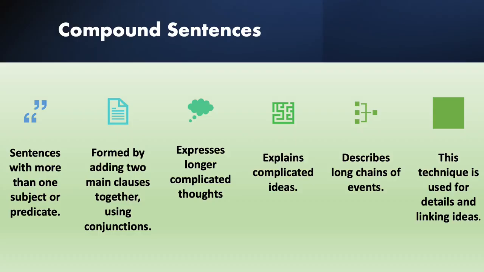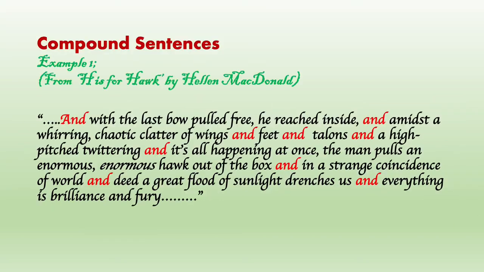Compound sentences are sentences with more than one subject or predicate. They are formed by adding 2 main clauses together by using conjunctions. They express longer complicated thoughts and explain complicated ideas. And they describe long chains of events. This technique is used for details and linking ideas. Here, Helen MacDonald describes long chains of actions in a long compound sentence by using the conjunction and multiple times.